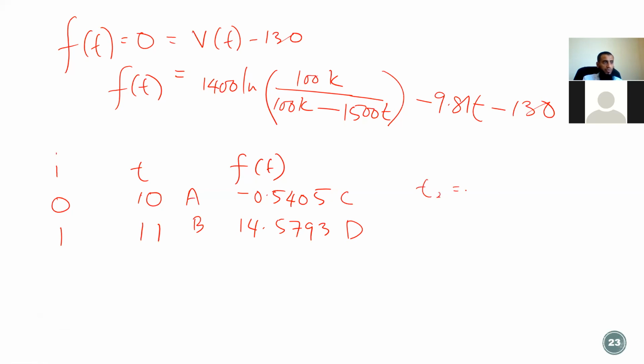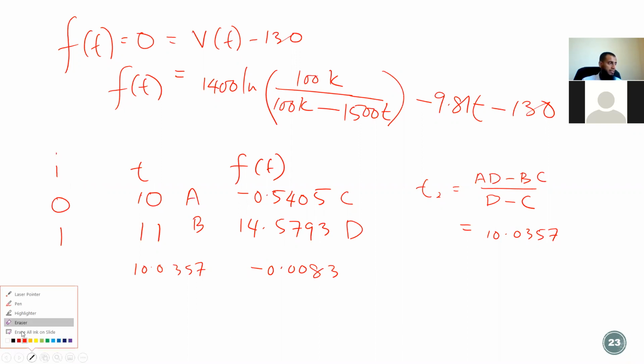T2 equals AD minus BC divided by D minus C. Okay, for T2 we will get 10.0357. So we write here 10.0357. Then we take the T value into the equation, so what we will get is negative 0.0083. Then we will do the next iteration.